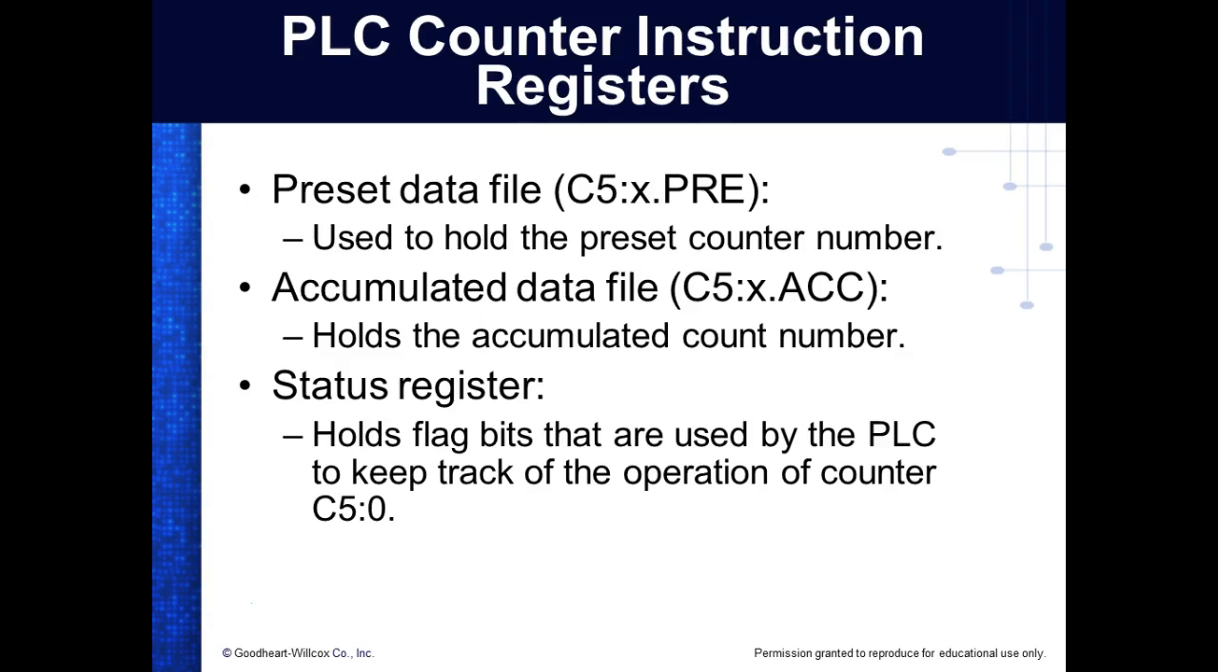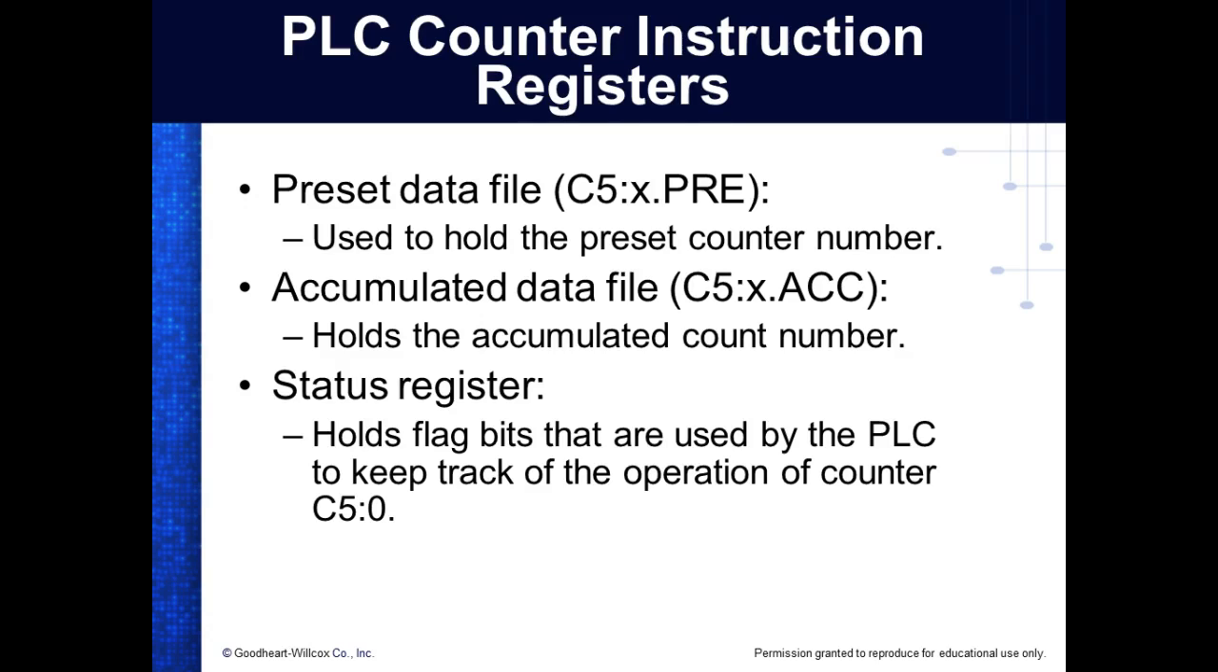Your accumulator value, we address that as C5 or whatever. We're going to use C5 in this class. Then the counter number: every counter has got to have a unique number. We put a dot. Why dot? Because the accumulator is a word, right? Y'all understand that? It holds the accumulator count number.